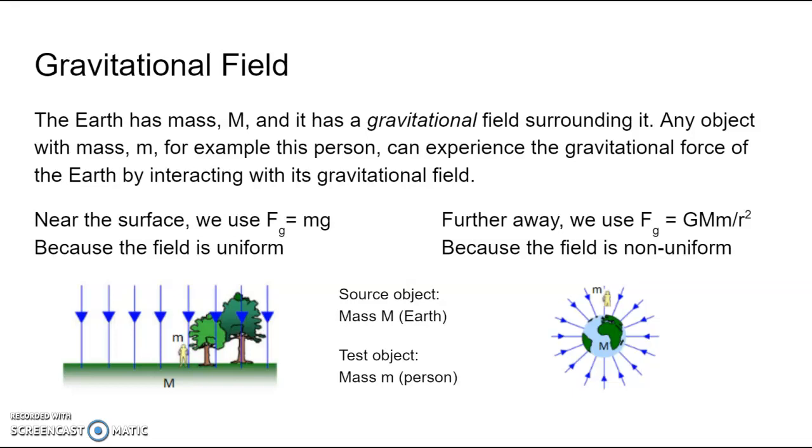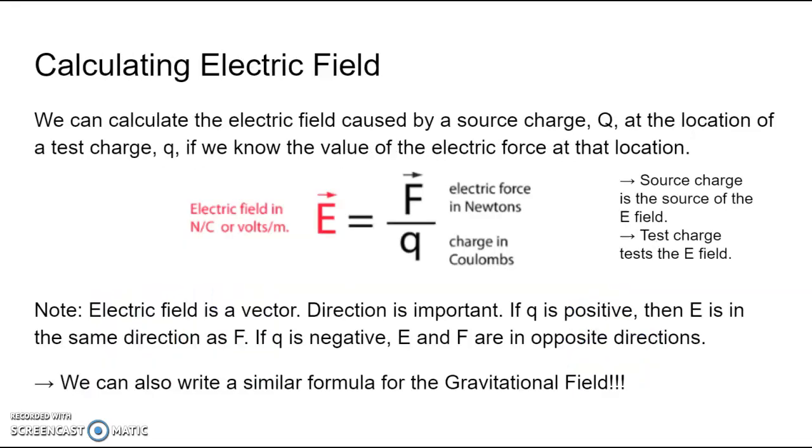Now that being said, this test object, or you, the person here, also has a gravitational field, but it's very small compared to the source object. But we could do that analysis. So if we wanted to compute electric field, we'll analyze that we have some sort of source charge, a source of the electric field, and a test charge experiencing the electric field.